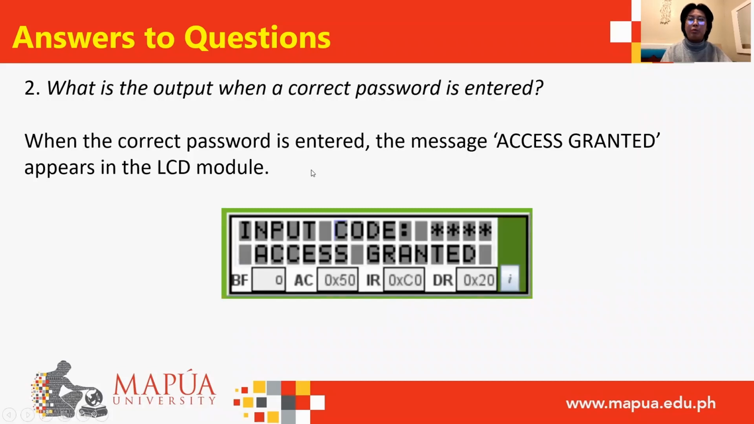Question number 2. What is the output when a correct password is entered? When the correct password is entered, the message "Access Granted" appears in the LCD module. The photo on the screen shows the LCD module when the correct password is entered, which shows the message "Access Granted."